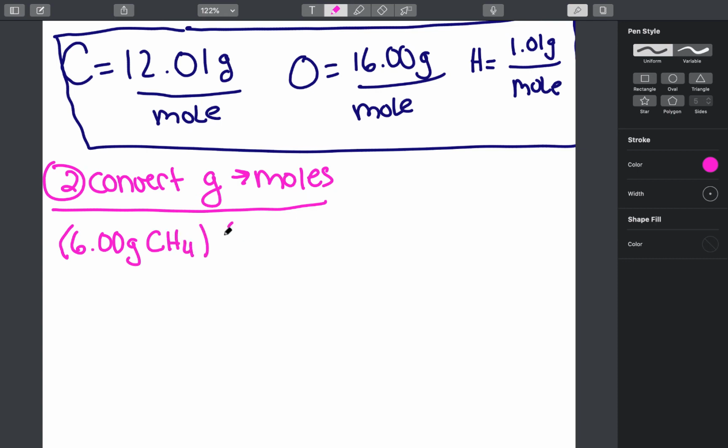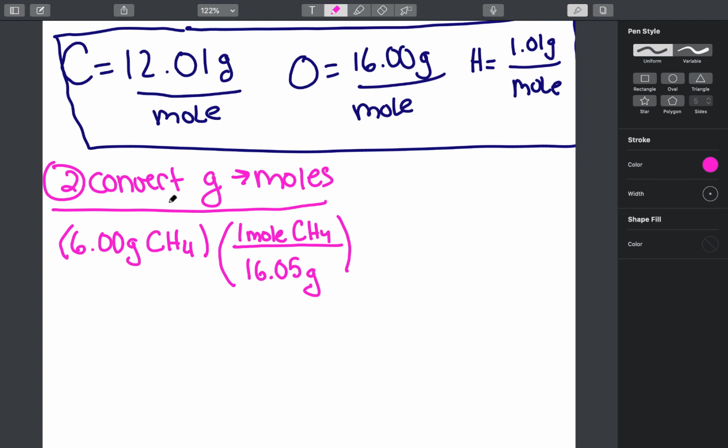Now, in order to convert this to moles, all you have to do is multiply this value by the inverse of methane's molar mass, which is 16.05 grams per 1 mole of methane. If you don't know how to calculate the molar mass of something, go back to one of my previous videos, where I first introduce empirical and molecular formula, where I discuss a lot about how to calculate the molar mass of something.